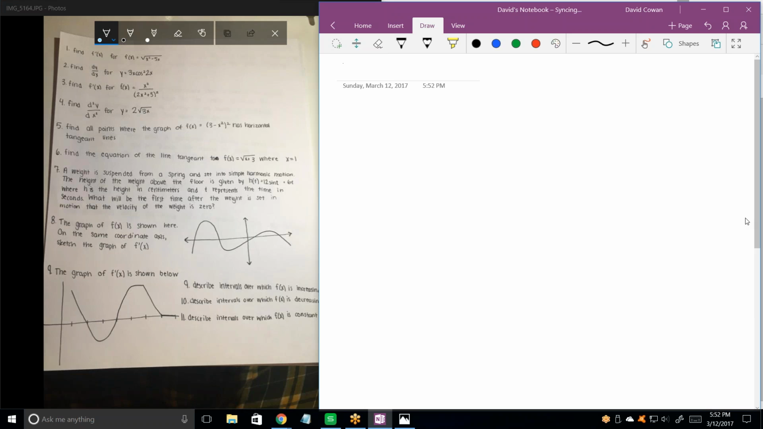So, okay, so the graph of f of x is shown. On the same coordinate axis, sketch the graph of f prime of x. Okay, I love this exercise here. I'm going to draw it and see if I can duplicate it closely.